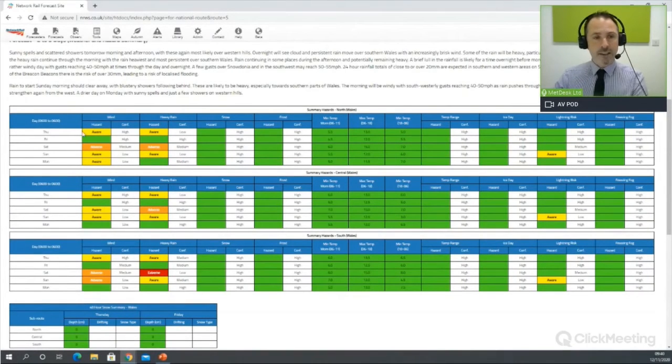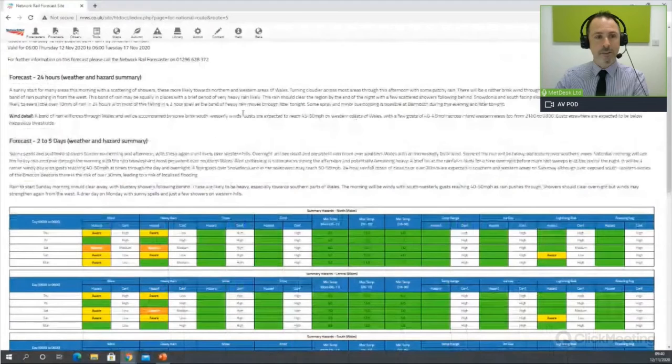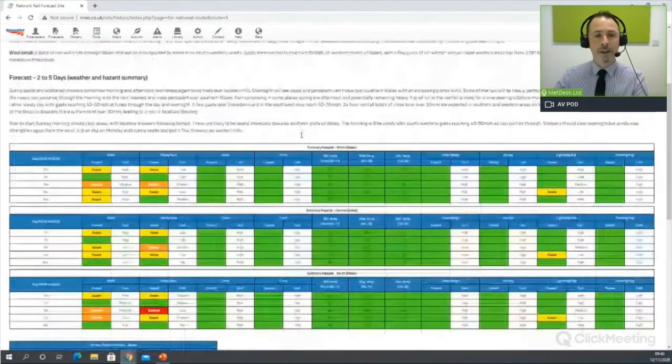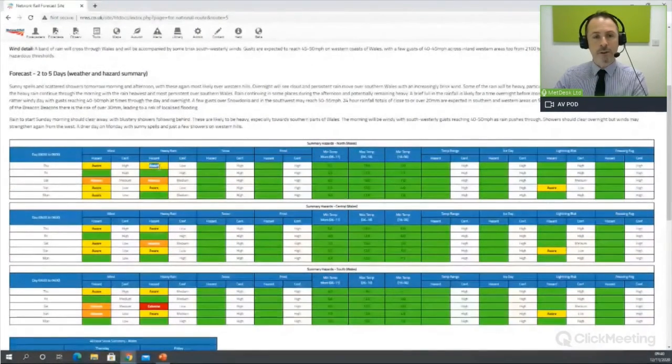So as you can see here for North Wales on Thursday, we've got an aware forecast for wind with high confidence. So what we're saying there is that we're confident that the wind gust will exceed 40 miles per hour, but won't exceed 50 miles per hour during the course of that day. And there will be detail in here. For example, you can see wind detail. It's giving you the rough timings of when those winds are likely to occur and also where they're likely to occur as well.